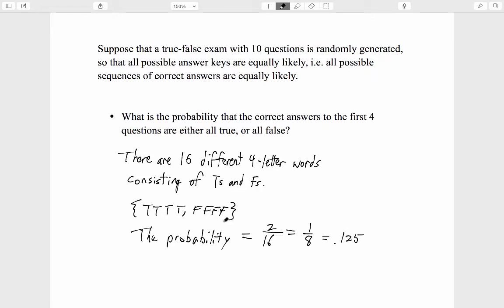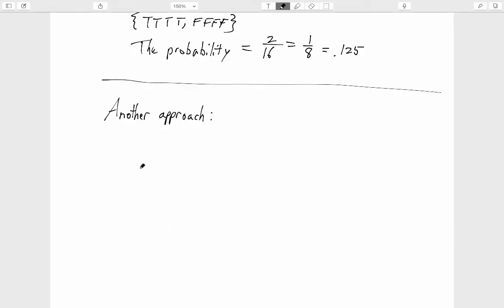It's helpful to see another way of doing this, and another way of thinking about it. I can well understand if you're nervous about our ignoring the last 6 questions and looking only at the first 4 by this method. Here's another way of thinking about it that really uses the multiplication principle very explicitly. This is a 10-stage process, so I have 10 copies of the number 2 that I'm multiplying together to count up in the denominator the number of different possible answer keys, the number of different possible sequences of what really are the correct answers on our true-false exam. That's 2 to the 10th, which is 1024.